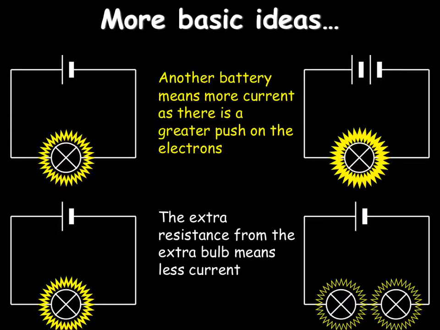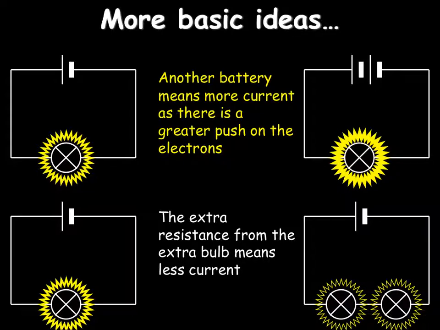Now, some of the basic ideas in electricity are incredibly simple. This one is an absolute breeze. If you put in an extra battery, you get more light. So more current is flowing, more electrons being pushed around the circuit by the batteries. However, if you put in more resistance, you put in an extra bulb down there at the bottom right, you get less light because the current is decreased, because it finds it harder to move around the circuit.